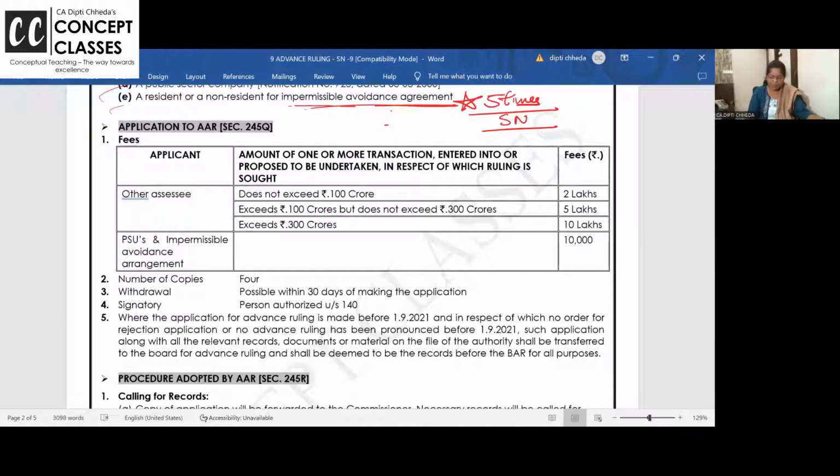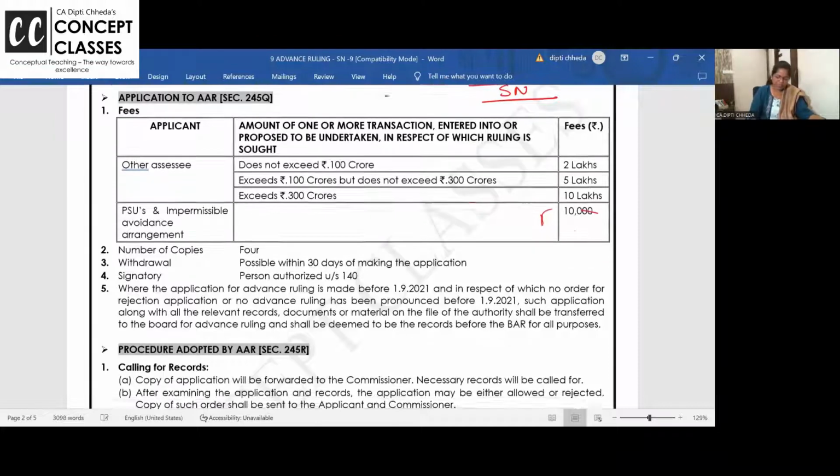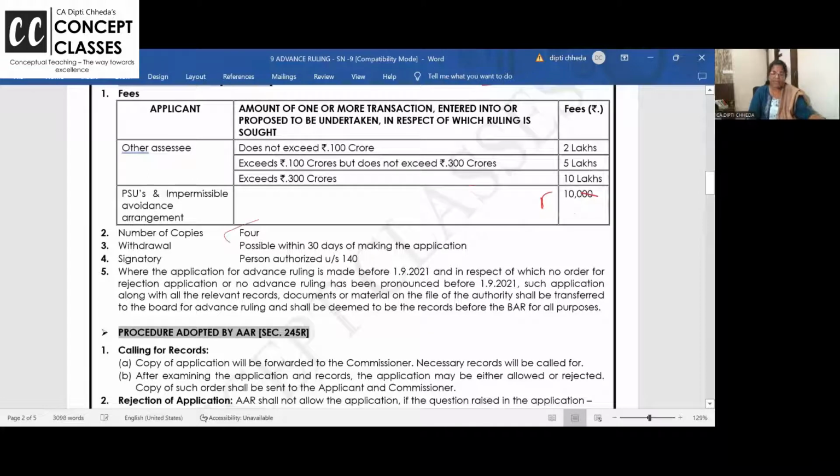You have to pay 10,000 rupees fees when it is PSUs and impermissible avoidance arrangement. In other cases, if the transaction does not exceed 100 crore, then 2 lakh; 100 to 300 crore, 5 lakh; 300 and above. If you remember this much, enough. Application is to be made in quadruplicate, that is 4 copies. Yes, this can be asked in MCQs.